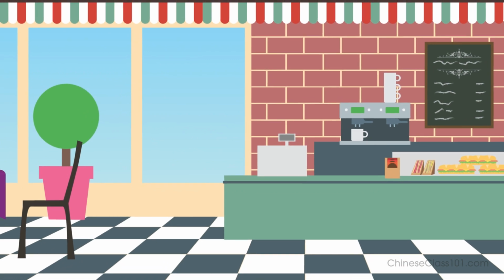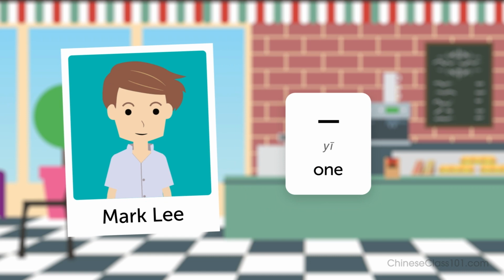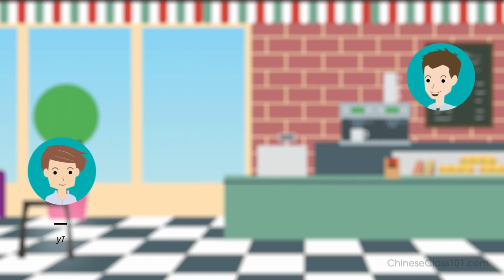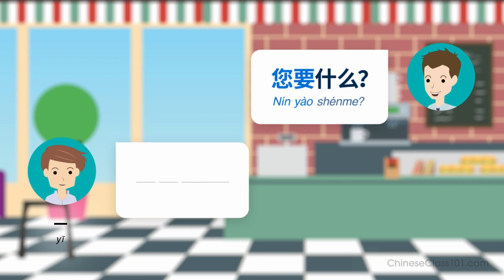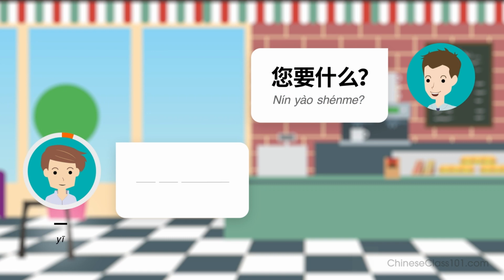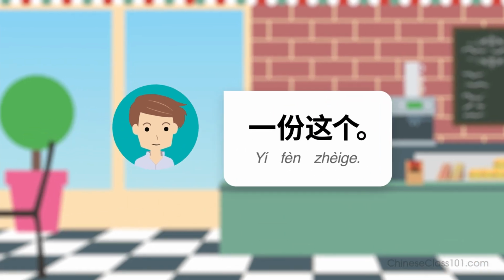Let's try one more. Imagine you're Mark Lee, and you're by yourself. Order one of something by saying, one of these. Ready? 您要什么? 一份这个. Listen again and repeat. 一份这个.